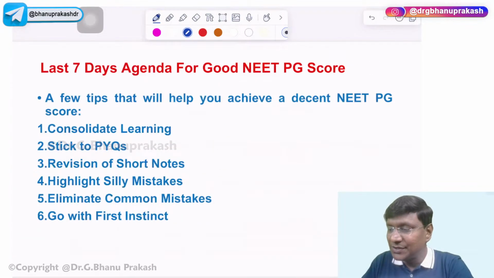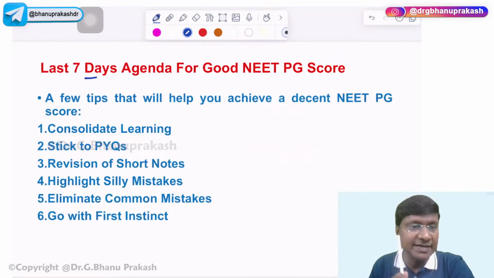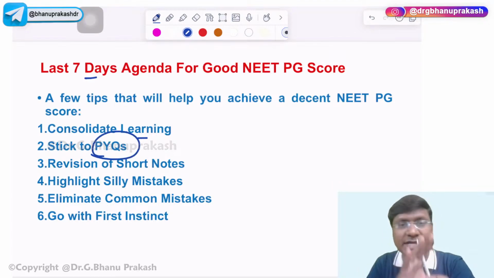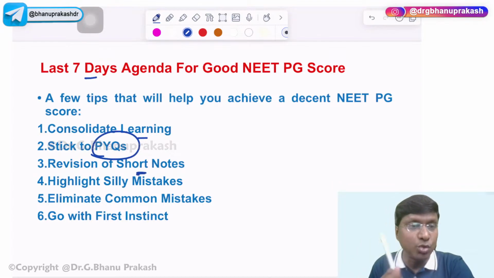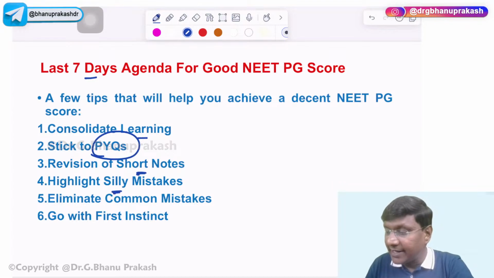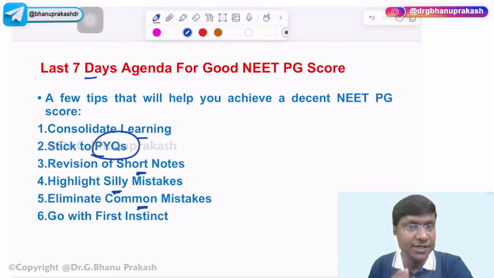Next, you need to know the last 7 days' agenda for a good NEET PG score. First and foremost, very important is consolidated learning. Don't read anything new now. Whatever you have read, please read it in a concise manner and try to restrict your preparation mainly to the PYQs and in and around the PYQs. Revision of the short notes you have prepared is very important. Try to highlight the silly mistakes that you are making, and please try to avoid those common mistakes.